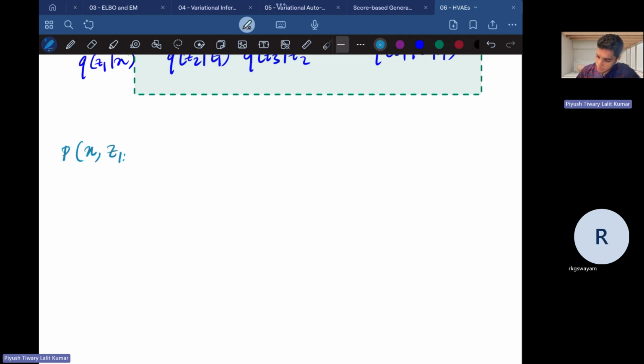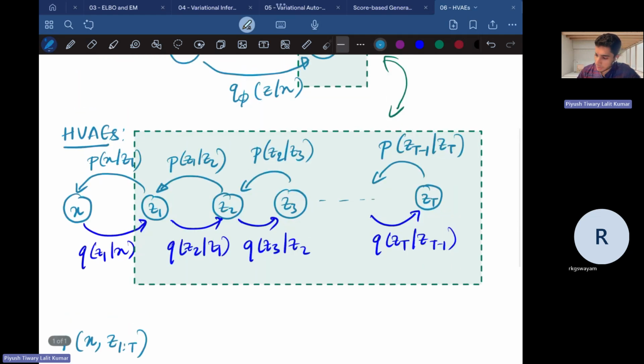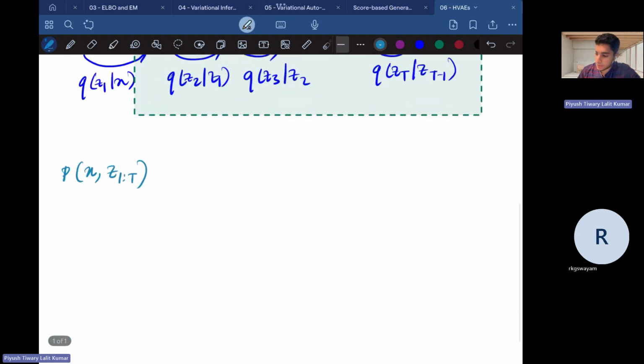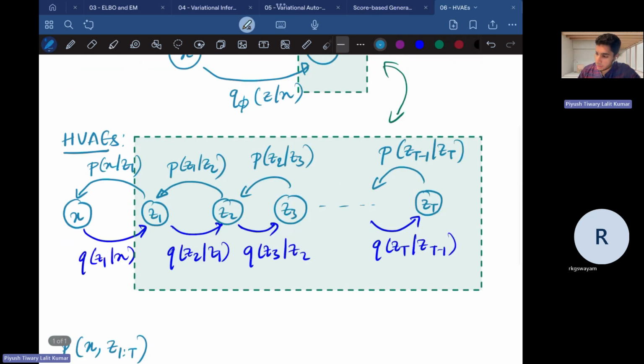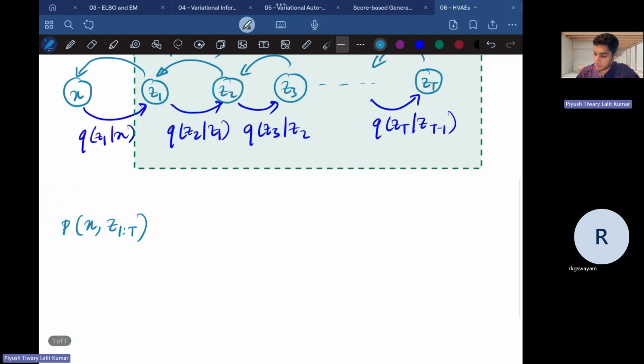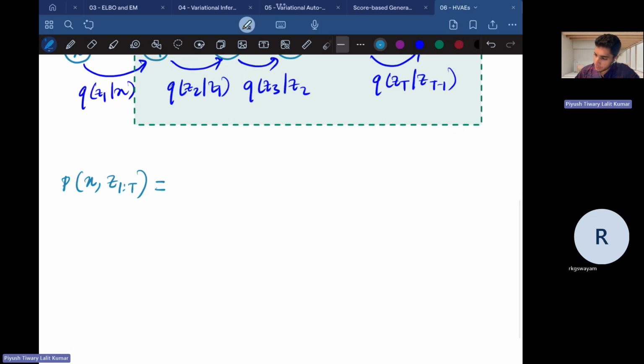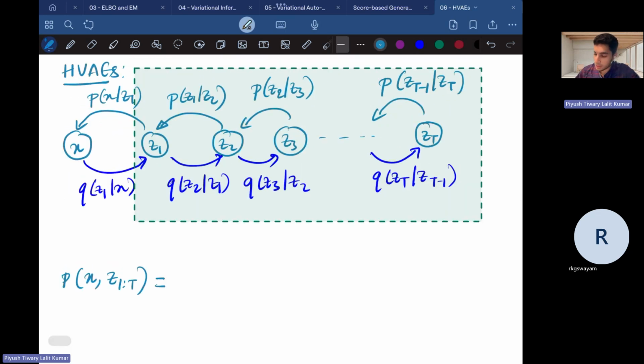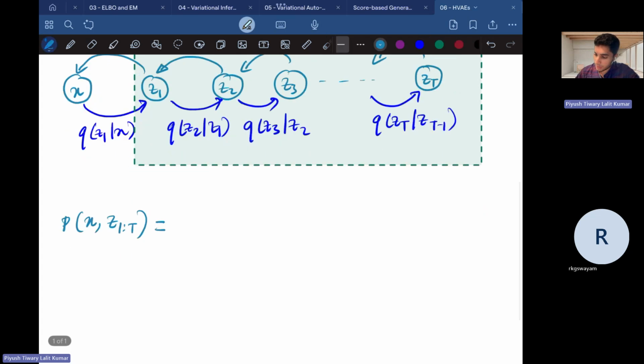The generative distribution is P of X, Z1 to T, right? So you have X and Z1 to T. Let's try to write the generative view. Since these are all PGMs, it's quite easy. Remember for a PGM, you have P of ZT, then you write down the distribution of ZT minus 1 given ZT, because ZT minus 1 only depends on ZT, and similarly so on and so forth, and then write down P of X given Z1. That's all, right?